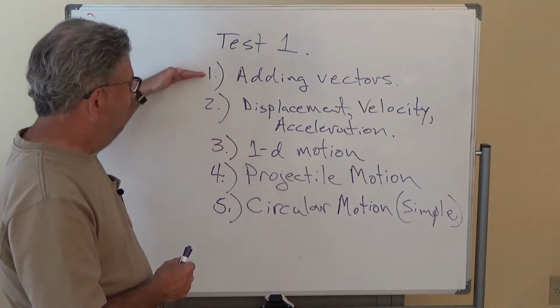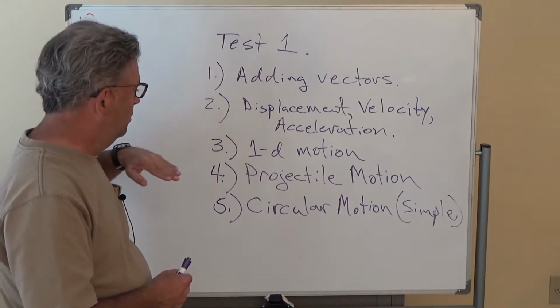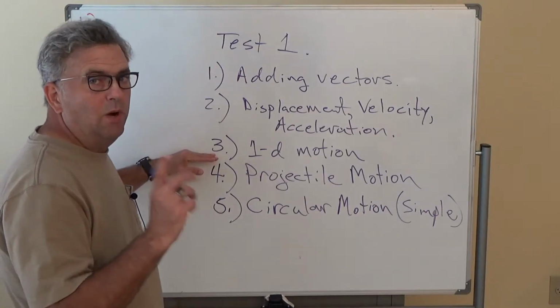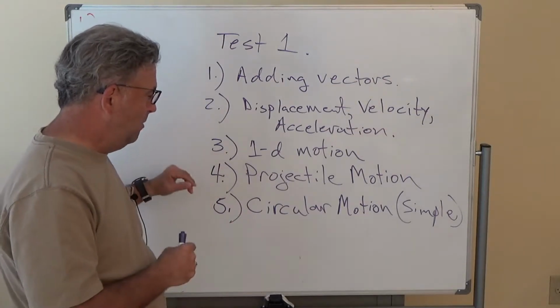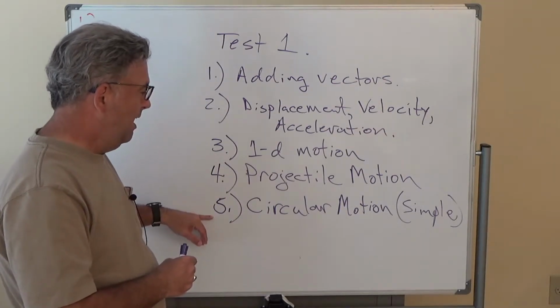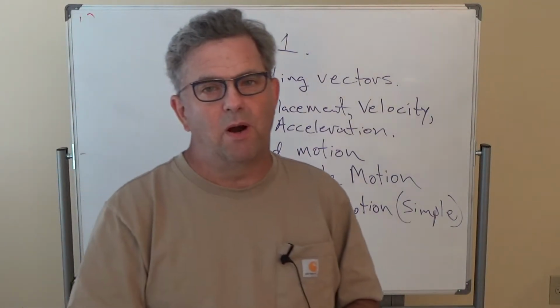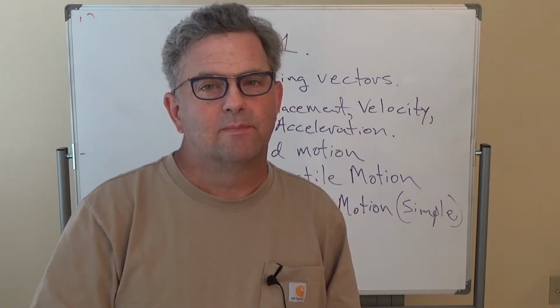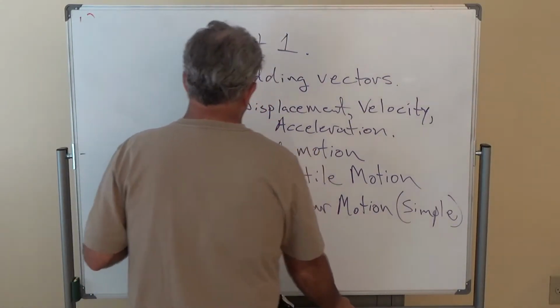So, adding vectors, that's number 1. Displacement, velocity, acceleration, that's number 2. Number 3 is a 1D motion problem. Number 4 is a projectile motion problem. Number 5 is a simple uniform circular motion problem. Okay. We'll see how this goes.